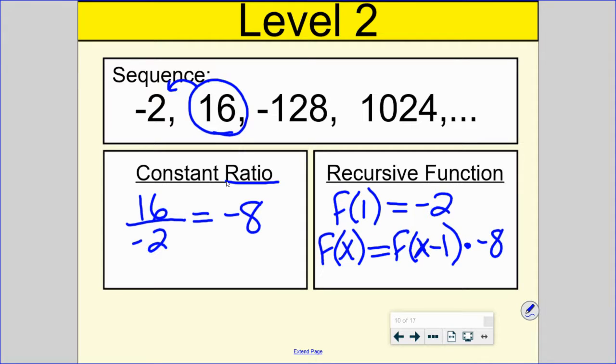Let's go up here and double check. I didn't do that before and we probably should have done that all along. We're going to check when you determine what your constant ratio is. Here we determined it was -8. We need to go up to our sequence and make sure we're correct.